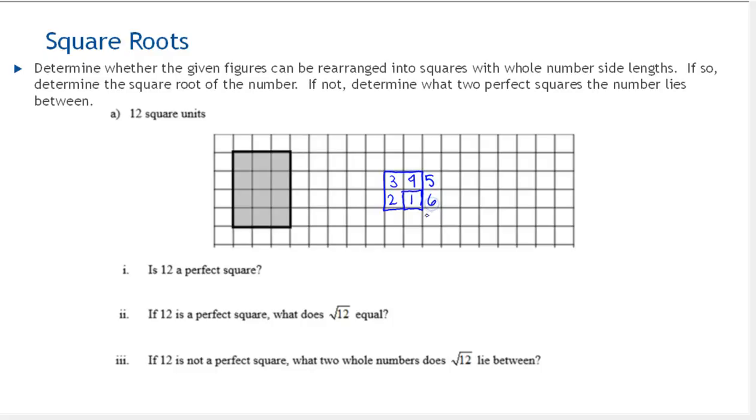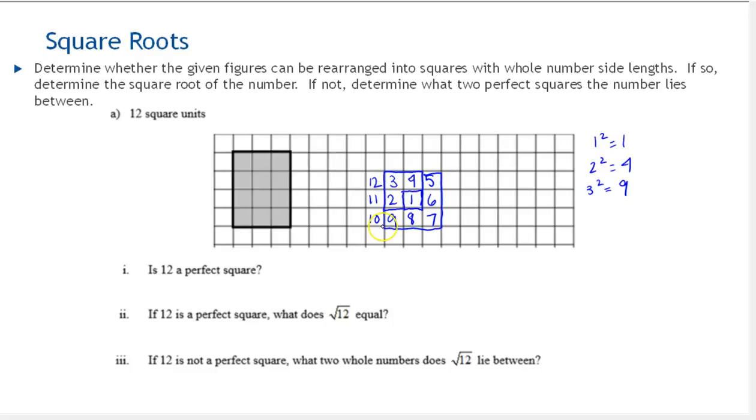So let's keep going. 5, 6, 7, 8, 9. We're not up to 12 yet, but notice 9 is a perfect square. Now we have a 3 by 3 square. I'm deciding I want to write these here. So we have 1 squared was 1, 2 squared was 4, and 3 squared was 9. Now we're going to keep going till we get to 12, and we have 10, 11, 12.